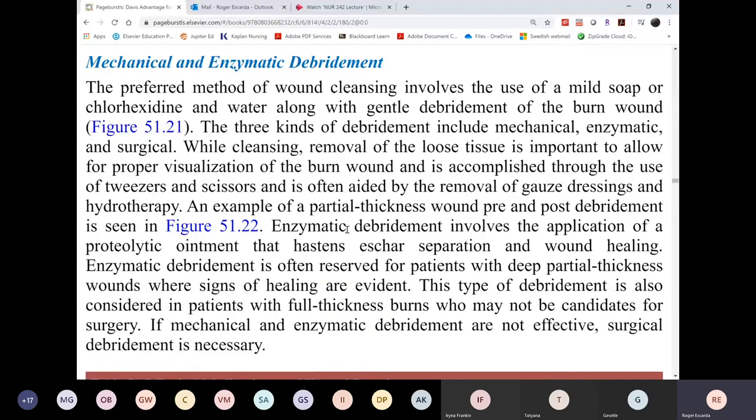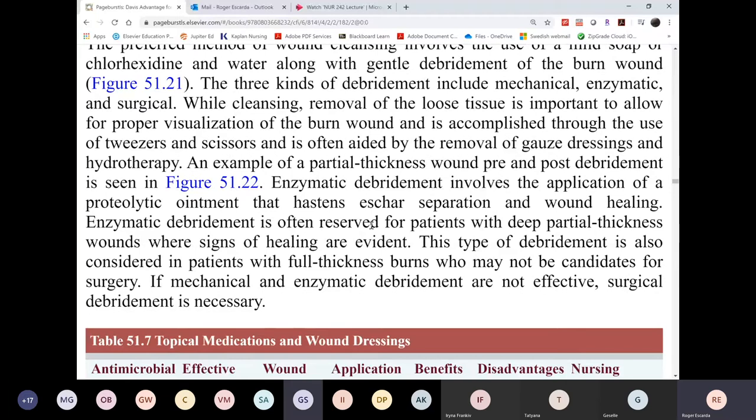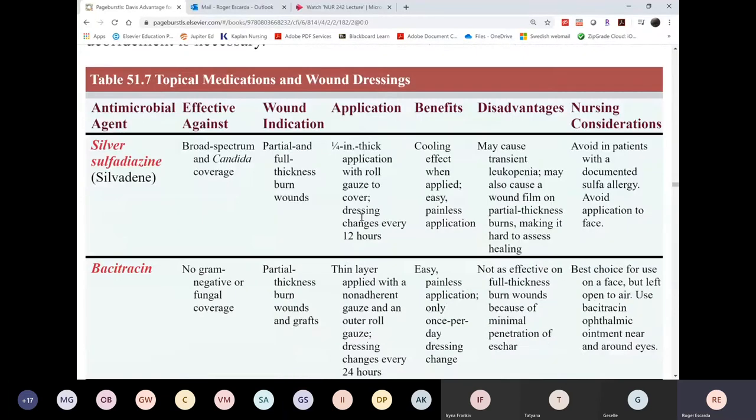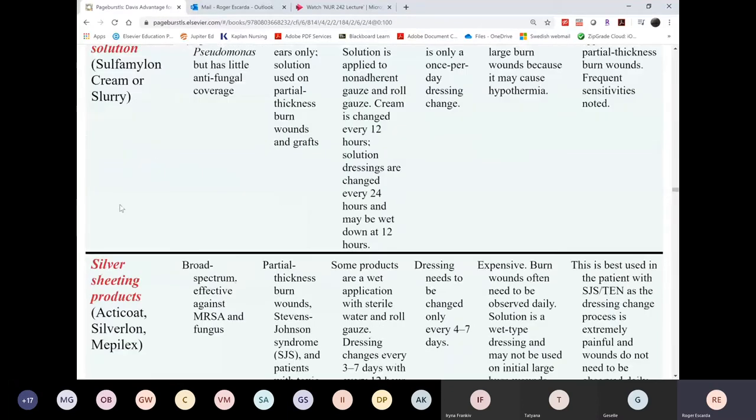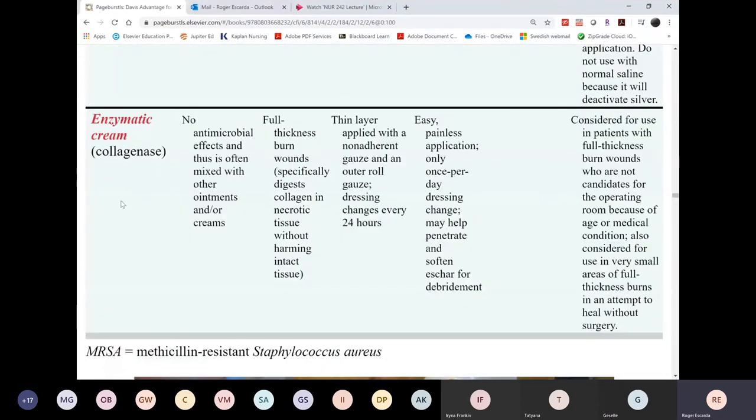Where's the enzymatic? This one here. Never mind. Table 51.7. Where's collagenase? Right here. So, enzymatic cream. Study this one. These are your information. This is a debriding enzyme, meaning this will remove dead tissue. So guess where you apply it on?